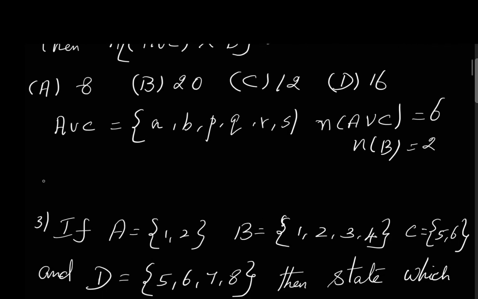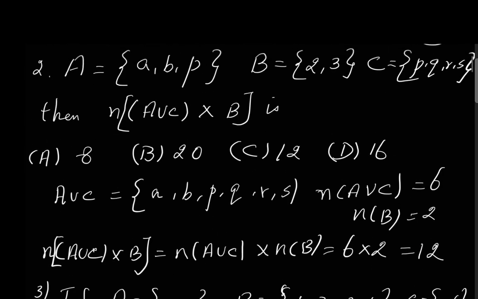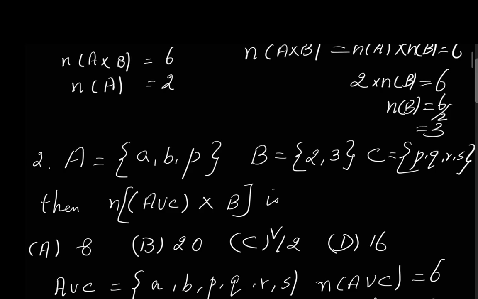So n of (A union C) cross B, that is n of A union C times n of B, that is 6 into 2. A union C contains 6 elements and B has 2 elements. 6 twos are 12. So 12 is in option C.